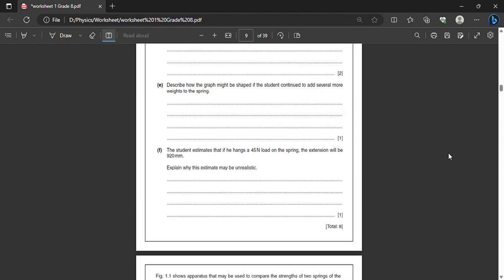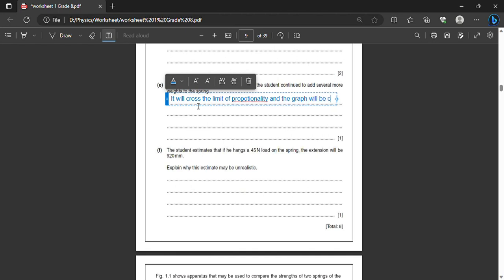So the next question: describe how the graph might be shaped if the student continues to add several more weights to the spring. Here we write, obviously when you add more weight than it can hold, it will cross the limit of proportionality, and the spring stops obeying Hooke's law. So the answer is that it will cross the limit of proportionality, and the graph will be curved.